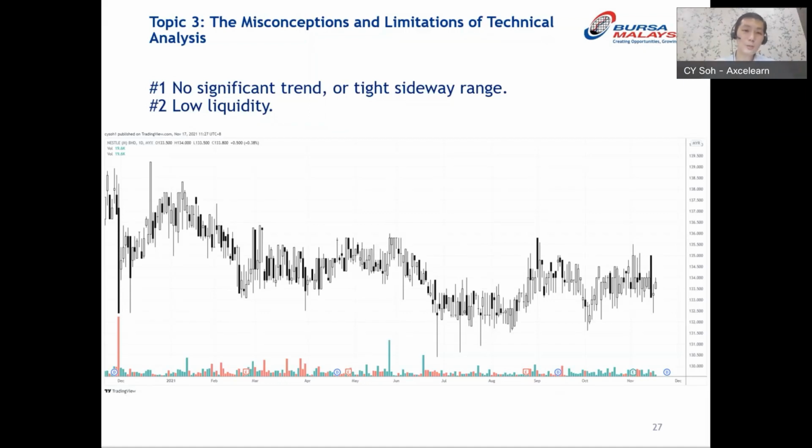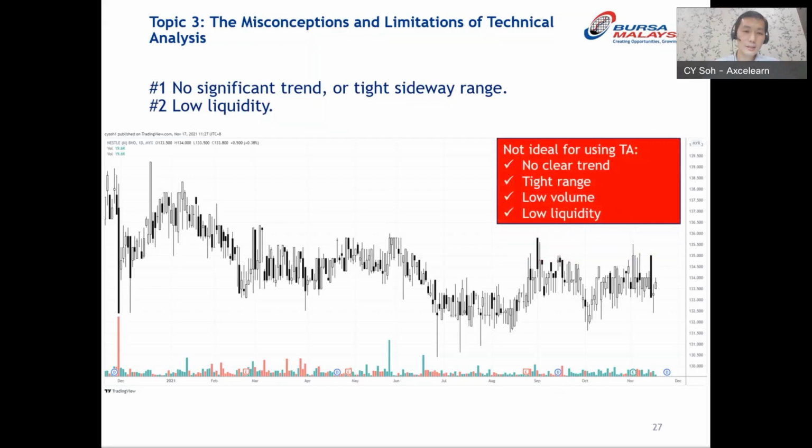This chart is actually one of our stocks in Malaysia. It is Nestle. So here you can see the whole chart is in a very tight range, like a keyboard, a piano like that. So this kind of chart you cannot use technical analysis on. This is not ideal for technical analysis because you don't have a clear trend. You have very, very low liquidity in terms of it.